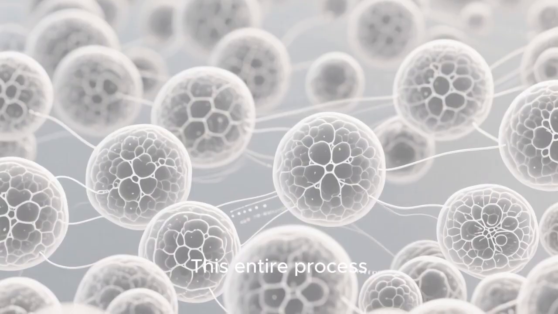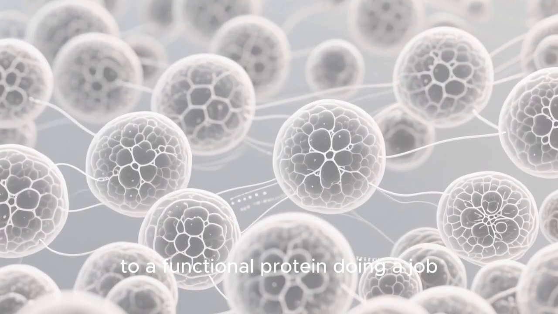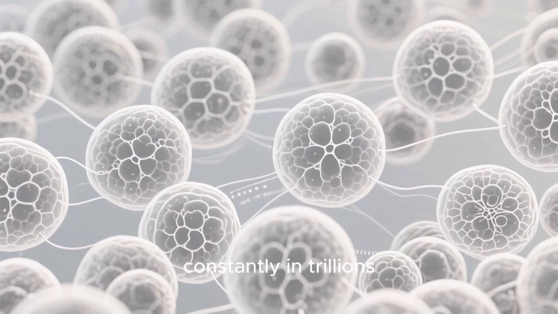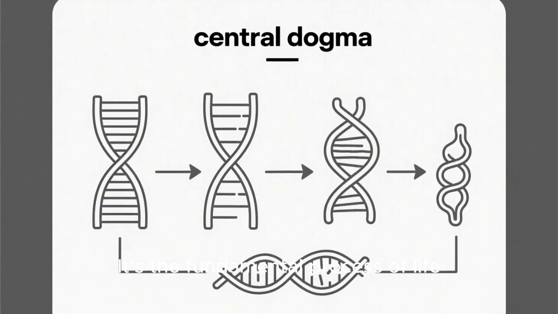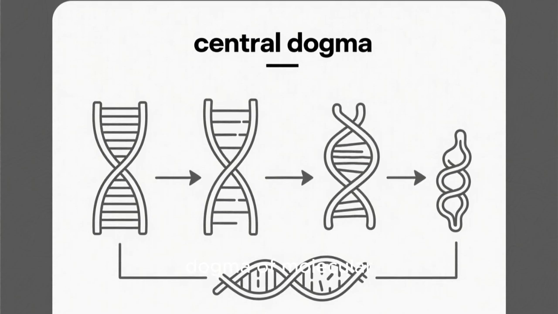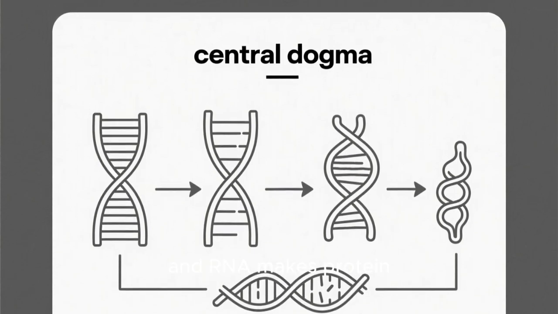life. This entire process, from a sequence of letters in your DNA to a functional protein doing a job, is happening constantly in trillions of your cells. It's the fundamental process of life, often called the central dogma of molecular biology. DNA makes RNA, and RNA makes protein.